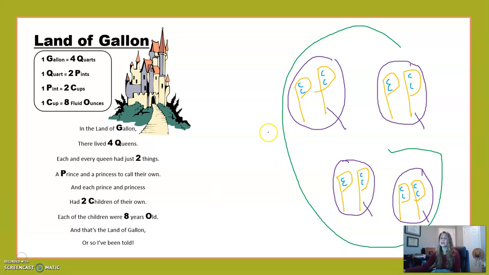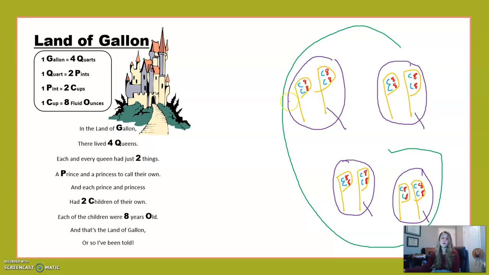The last thing that we're going to put in is our fluid ounces. So 8 years old for ounces. Every cup has 8 fluid ounces in it. So right next to the C, I'm going to write 8 to show that there are 8 fluid ounces inside of a cup. And there you have it, our finished land of Gallon, all the way down to the fluid ounces.